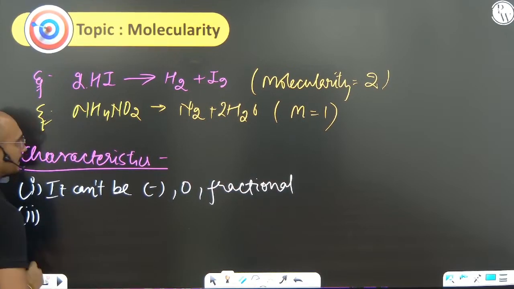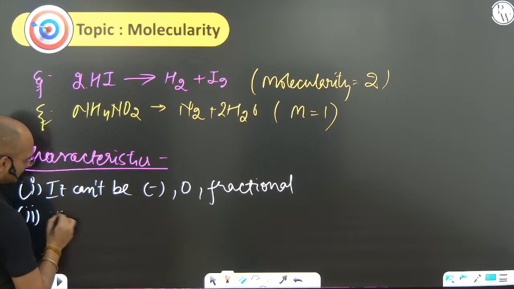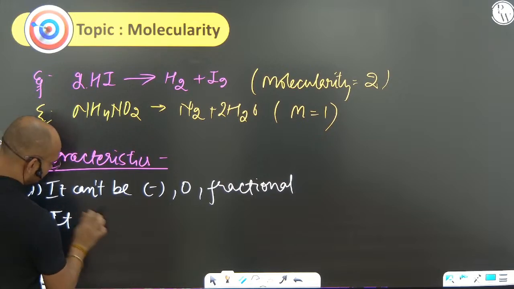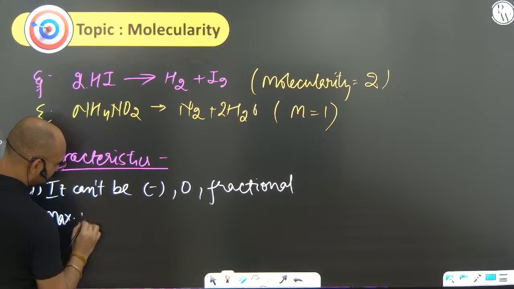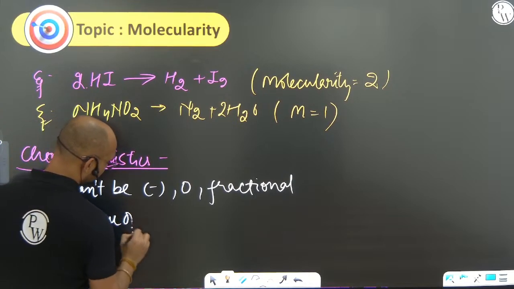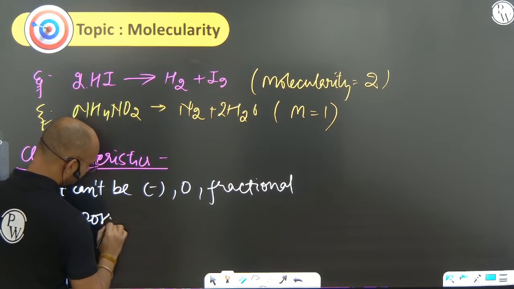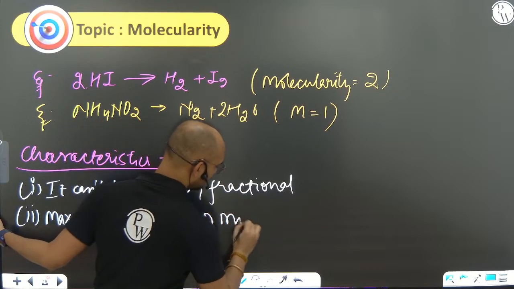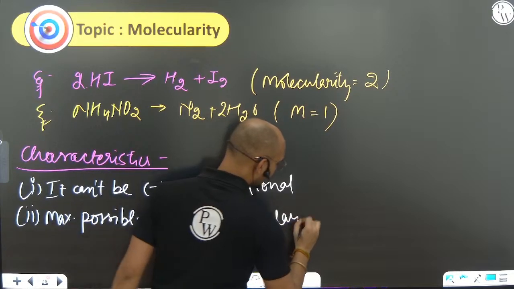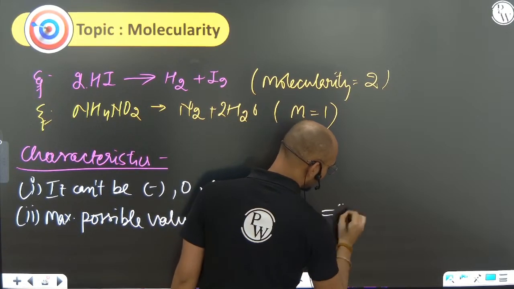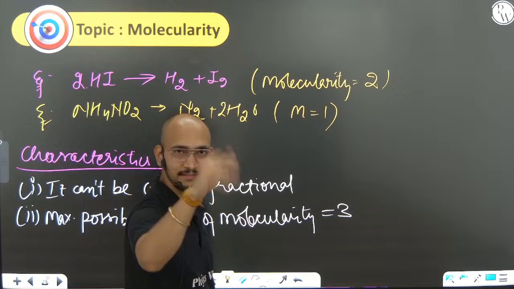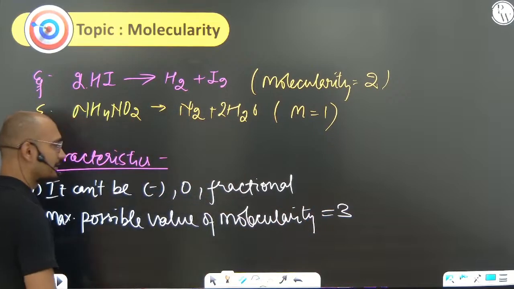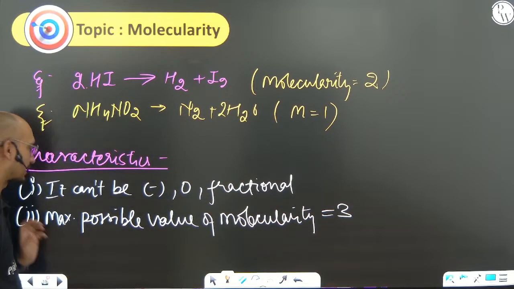Second, what we can say is that the maximum possible value of molecularity is equal to 3. It cannot exceed 3. It cannot be more than 3. Okay, these are the main points that we have to keep in mind.